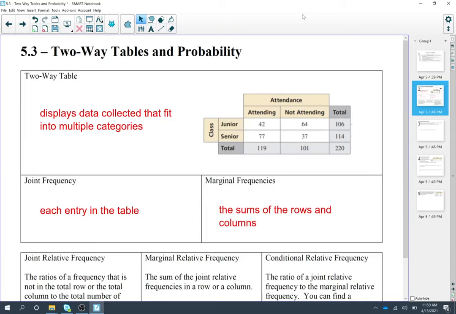5.3, two-way tables and probability. So first of all, review of a two-way table. A two-way table displays data collected that fit into multiple categories.